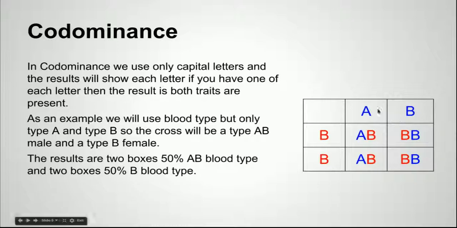So if we take an AB male and we cross with a type B female, then we're going to wind up with two boxes that have AB, and we're going to have two boxes that have B. So we're going to have 50% AB blood type and 50% B blood type.